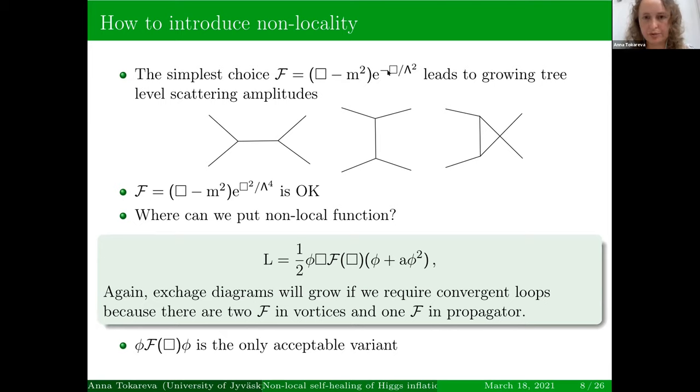The simplest choice of exponent of box leads to growing tree level scattering amplitudes because you have two vertices and one propagator, and the total vertex will be exponentially growing, which means strong coupling in this theory. But this can be easily solved if the propagator would be taken in this form, exponent of box squared over lambda to the four. Then the non-local function cannot be put in this way because here you don't have a guarantee that the field theory is renormalizable. Only if f of box is in the propagator is it the only obviously acceptable variant for a scalar field theory with proper potential to make it renormalizable and even UV finite.